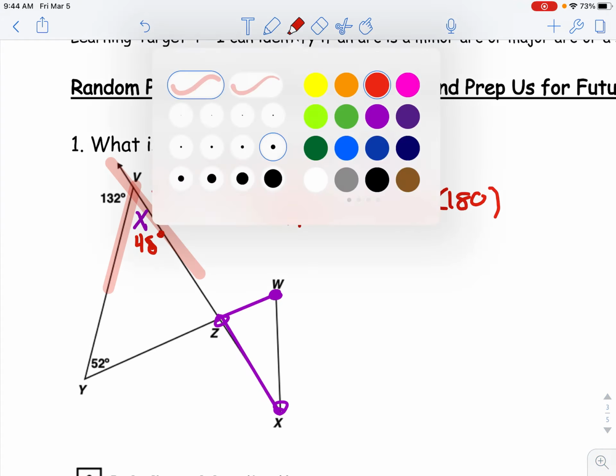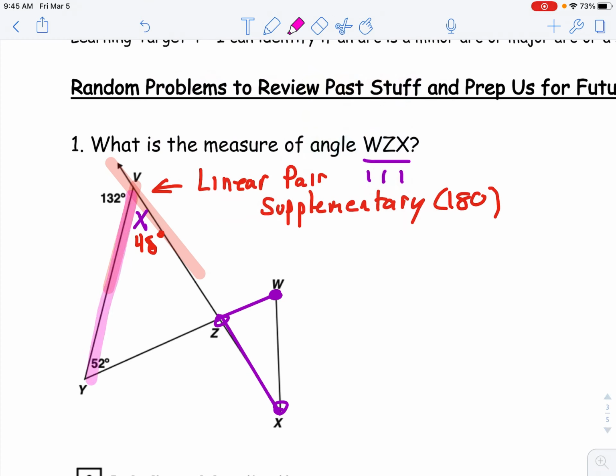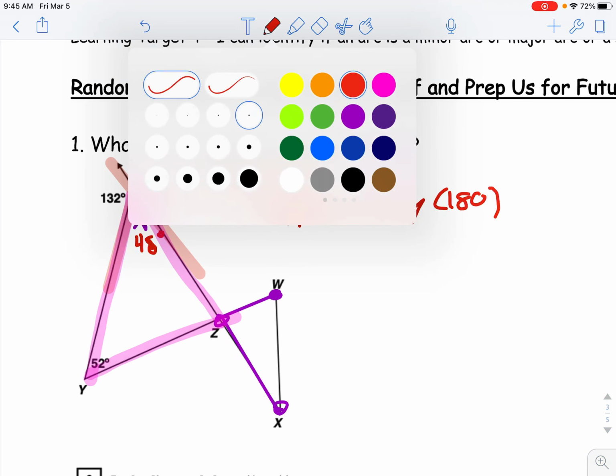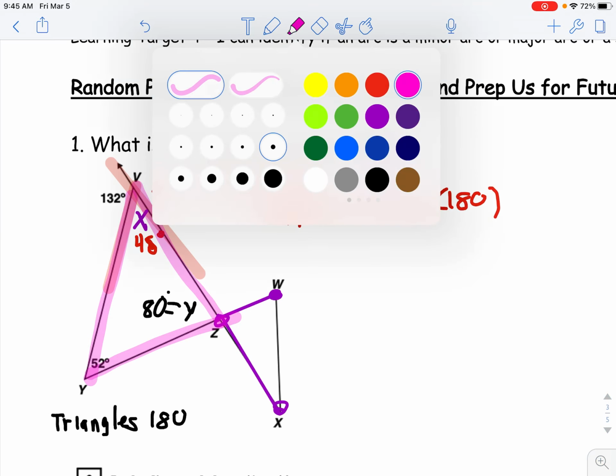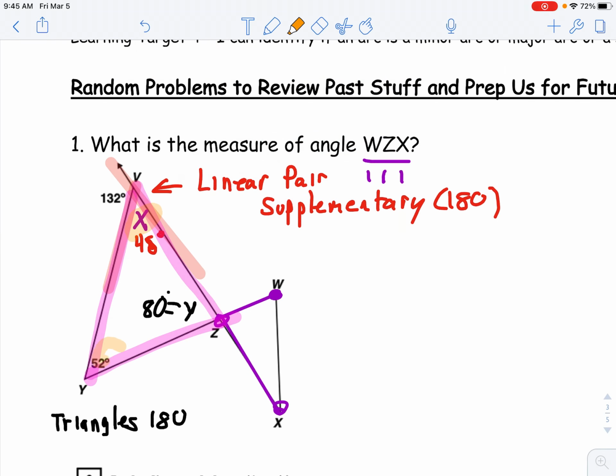Cool. Next, what do we got? We got this triangle. Triangles. This seems to be a very famous number. Triangles add up to 180. So to find this, we'll call this Y. It's just going to be 180 minus 48 minus 52. So it's going to be 80 degrees because all of the angles must add up to 180.